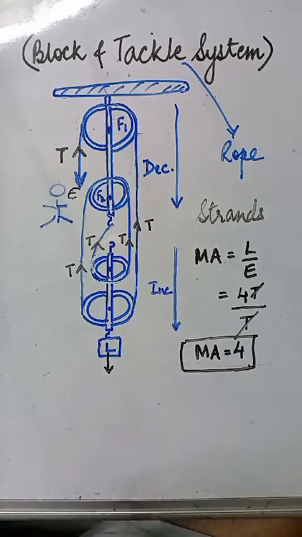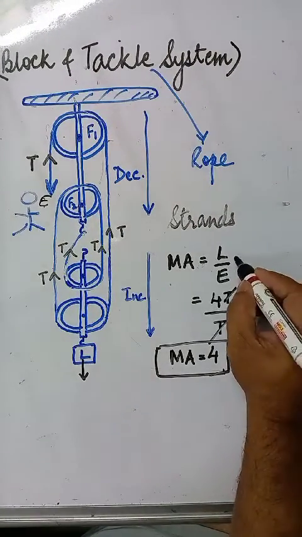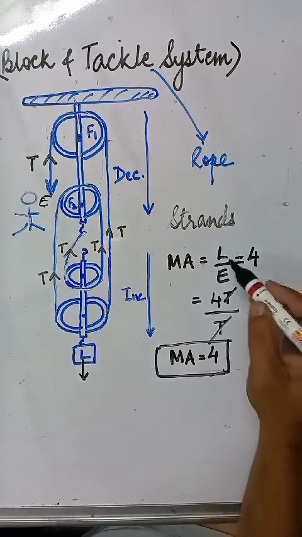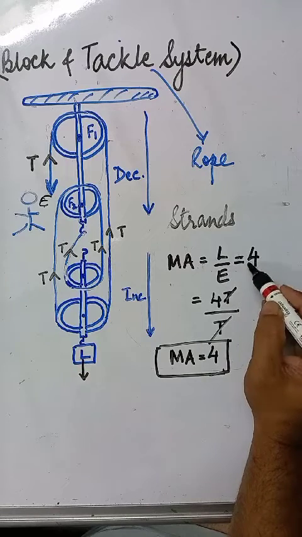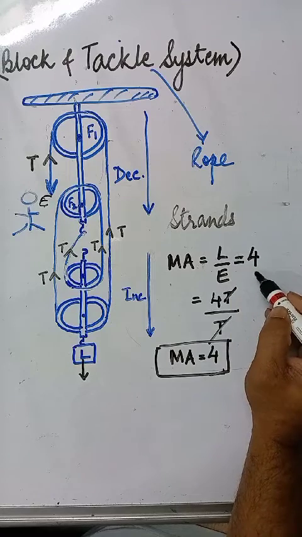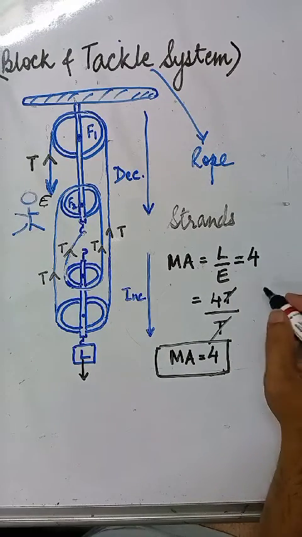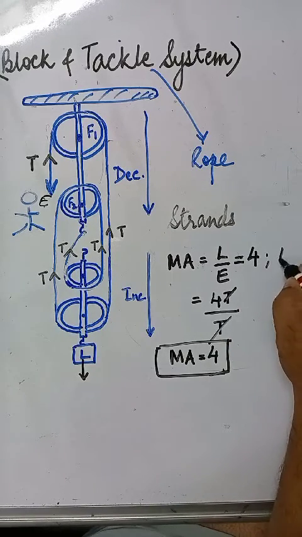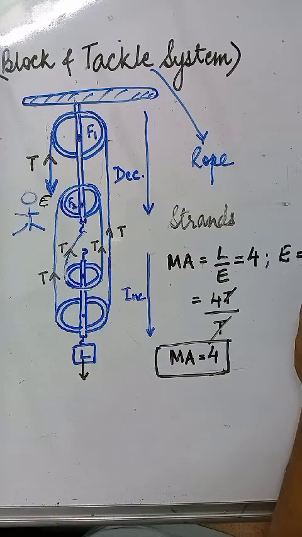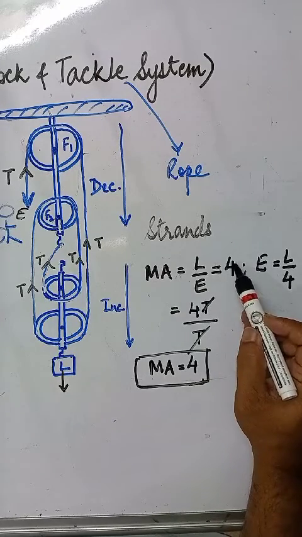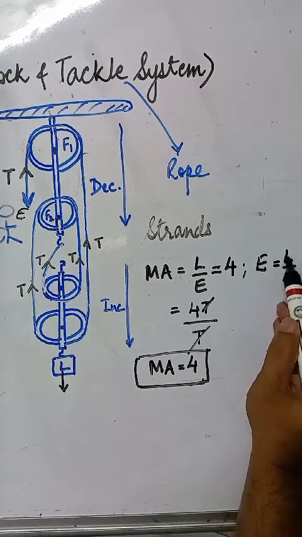What that essentially means is that my MA value has come out to be 4. So L upon E, which is load upon effort, is equal to 4. So E can come over here, or L can come down over here. It's basically a cross multiplication according to your convenience. Let's say, for example, we have E equal to L upon 4, so E is equal to L by 4.